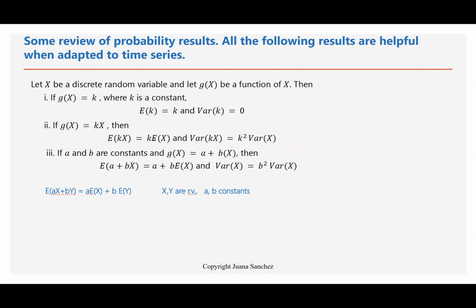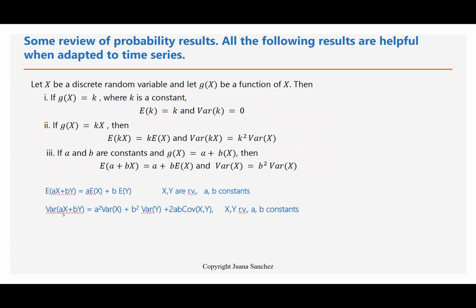Okay, if we have a function of the random variable, the expectation of a linear function of the random variable is a linear function of the expectation. The variance of a linear function of the random variable is the constant squared times the variance. Then when we have more random variables, we know that the expectation of a linear function of the sum is just a linear function of the expectations of the variables.